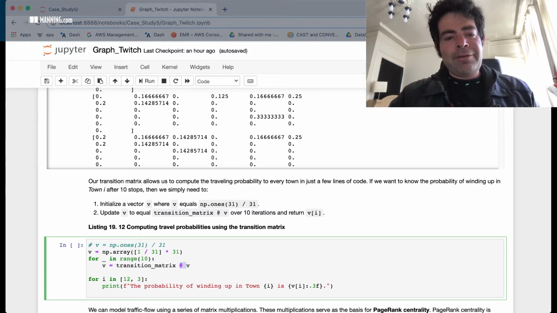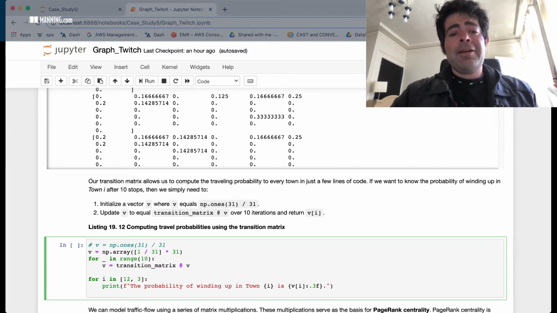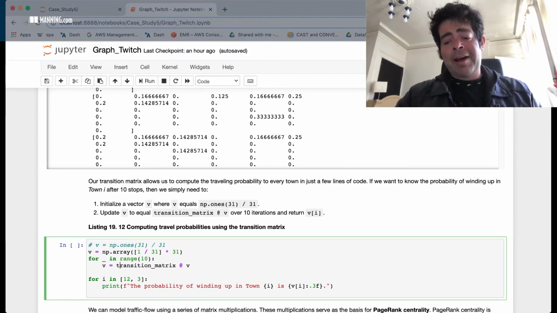So all we have to do is this operation: v equals the transition matrix @ v, 10 times. And if we do that, it will return a single vector of probabilities corresponding to the likelihood of visiting each town j after 10 stops.